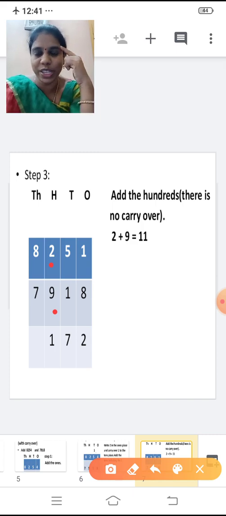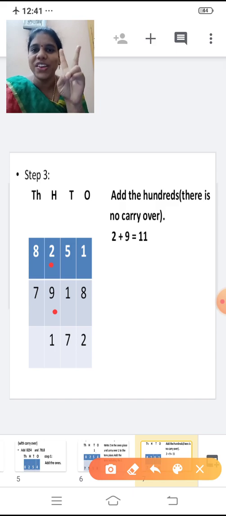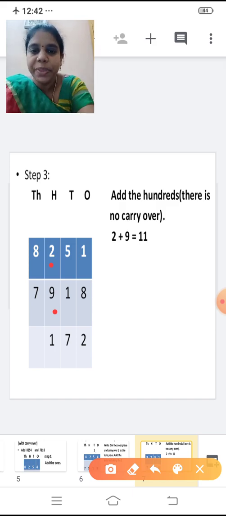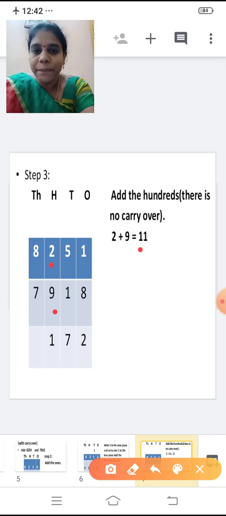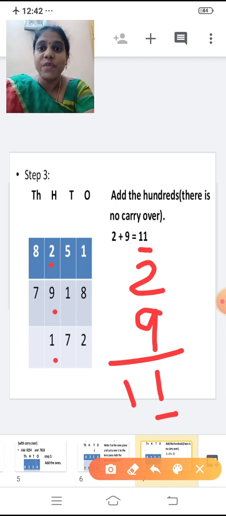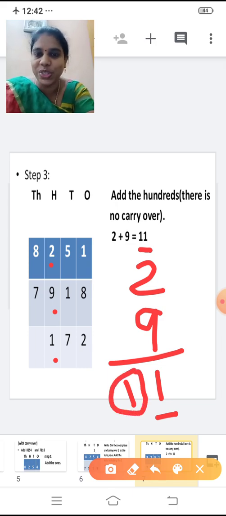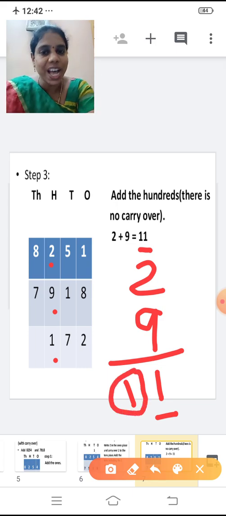We can keep 9 also in the mind, right? 9 in the mind, 2 in the finger. After 9, 10, 11. If you add 2 plus 9, the answer is 11, right? So we are going to write only 1 in the hundreds place, and this other 1 I am going to carry forward to the next place, that means thousands place.